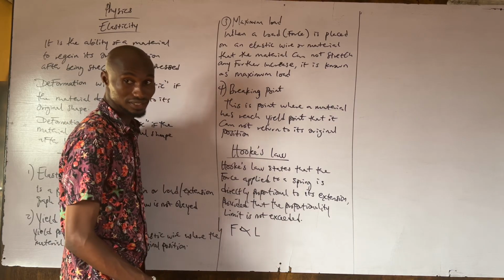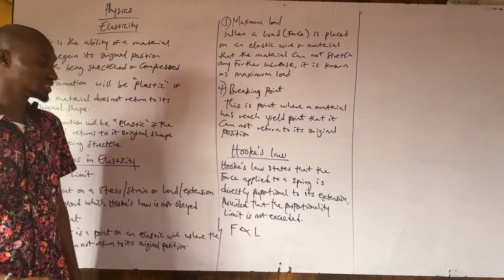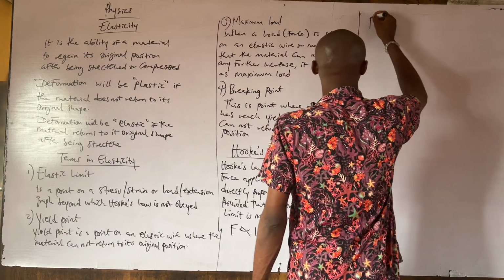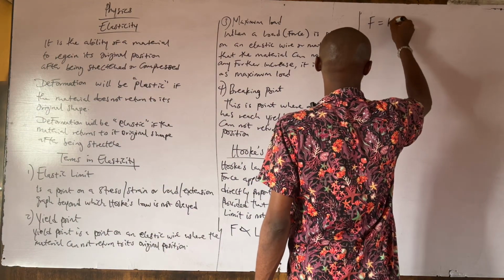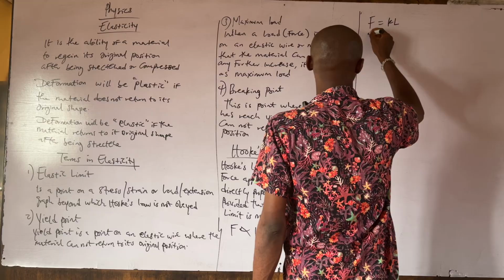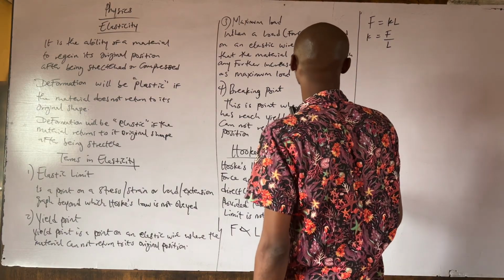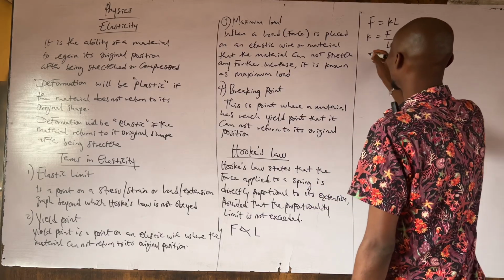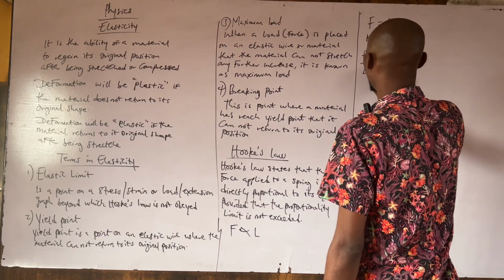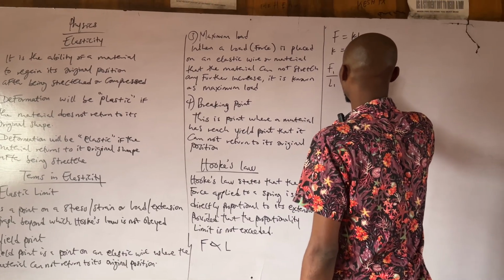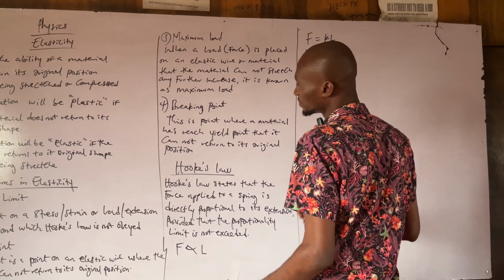Now it can be written this way: F is proportional to L. And this is F equal to K L. And K is equal to F over L. So we can now say F1 over L1 equals F2 over L2. Good.